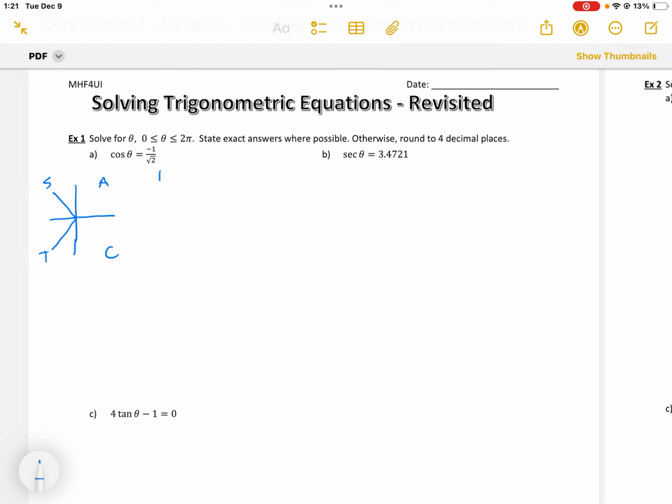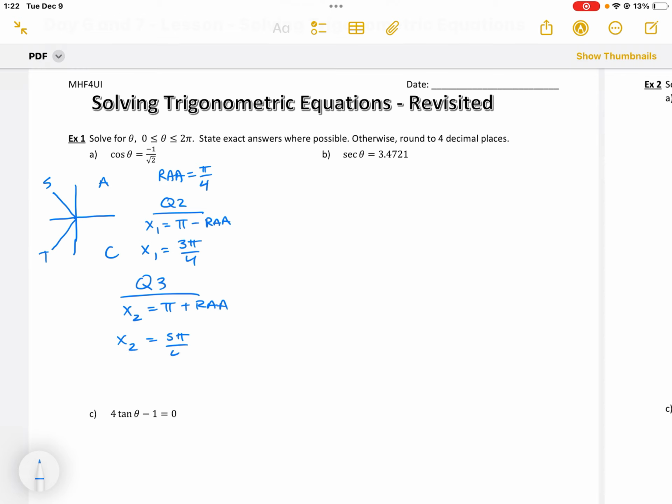We know that our related acute angle to this is going to be pi over 4 because of our special triangle. So that means in our quadrant 2, our first x solution is going to be pi minus our related acute angle, which is pi over 4. So then our first solution is going to be 3 pi over 4. Our second solution in quadrant 3 is going to be pi plus our related acute angle, which then gets us to 5 pi over 4.